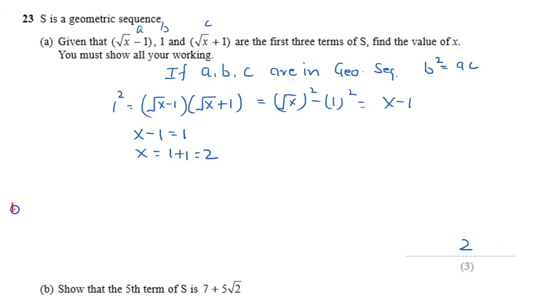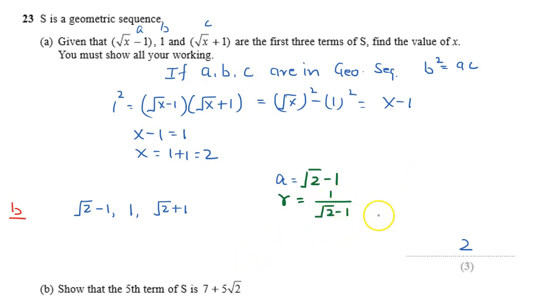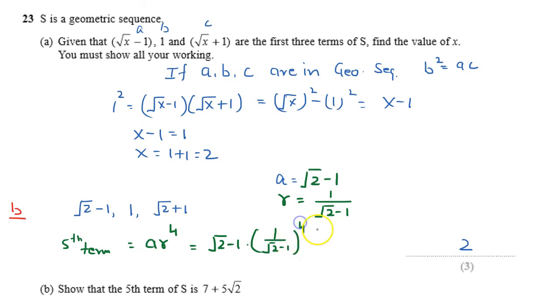Part B. Show that the fifth term. Now let's see what is the first term. First term is root x. So first term is root 2 minus 1. Second term is 1. Third term is root 2 plus 1. So here a is equal to root 2 minus 1. R is equal to 1 over root 2 minus 1. So fifth term is AR to the power 4. So A is root 2 minus 1. R is 1 over root 2 minus 1, to the power 4.